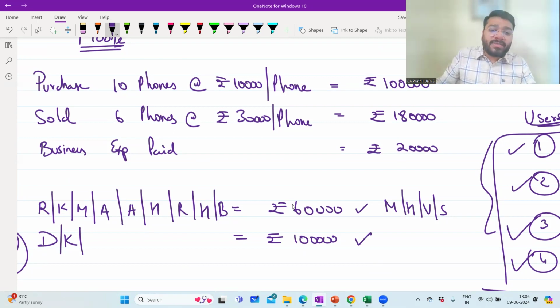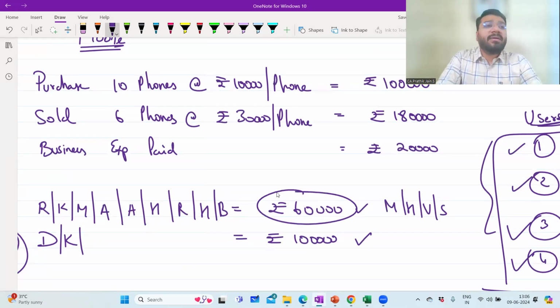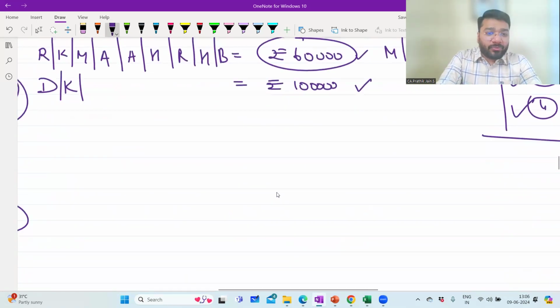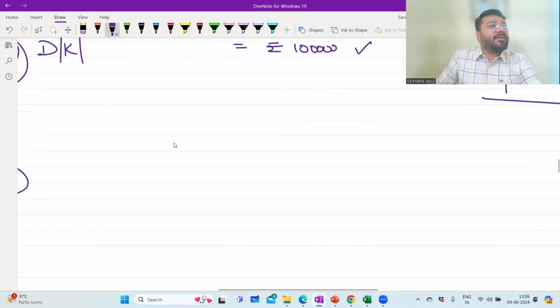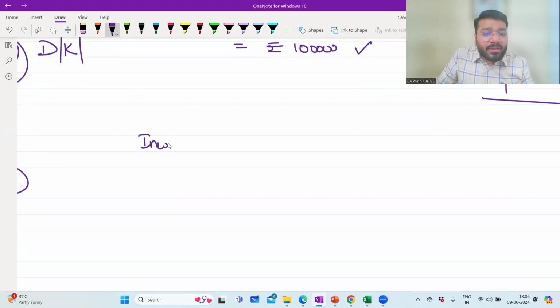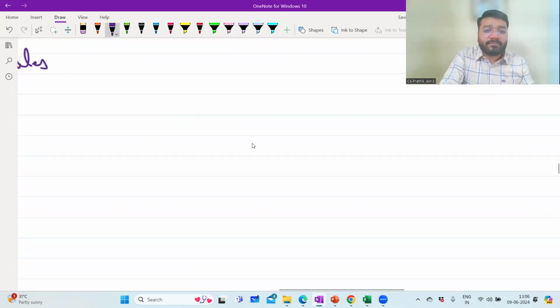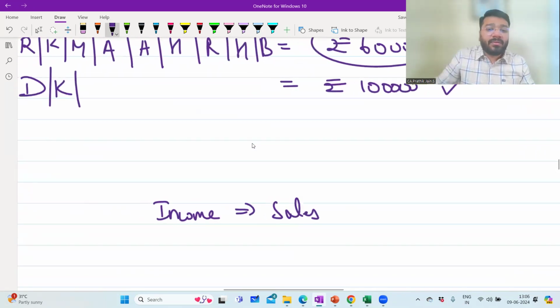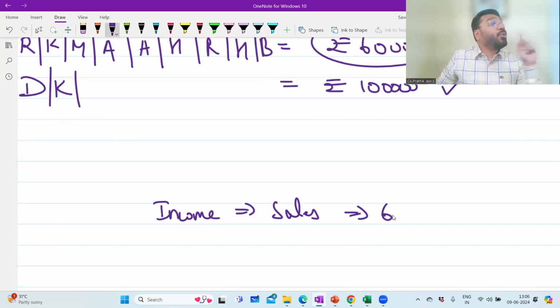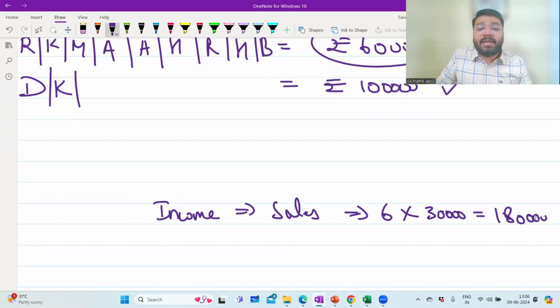So those people who got 60,000 rupees as the profit, what did you do? I'll tell you. You first recorded or calculated your income. So what is your income? Sir, my income is my sales. So what is my sales? Sir, 6 mobile phones I sold, and each mobile phone I sold for 30,000 rupees. So into 30,000 means how much? 1,80,000 rupees is your income.